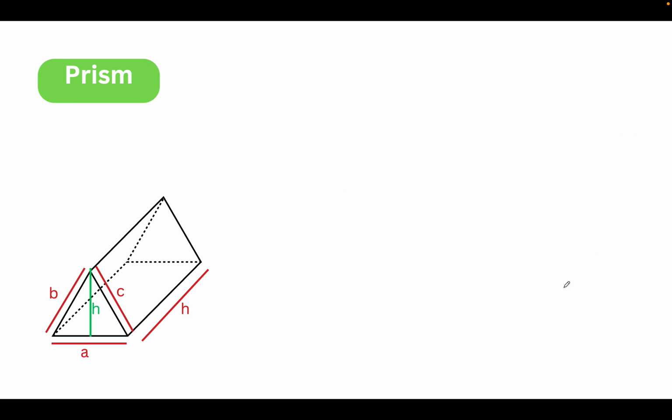We have a prism, a triangular prism, which has a length and a height, and each side of the triangle has a different measurement. And we have this height which is known as the vertical height. You can imagine a prism as a Toblerone chocolate, which has the shape of a prism.